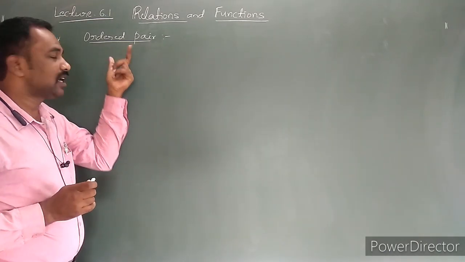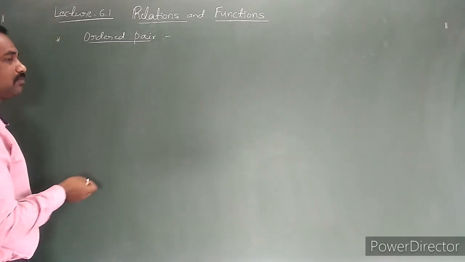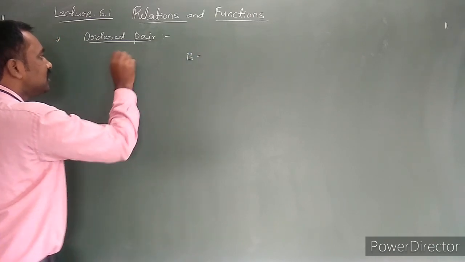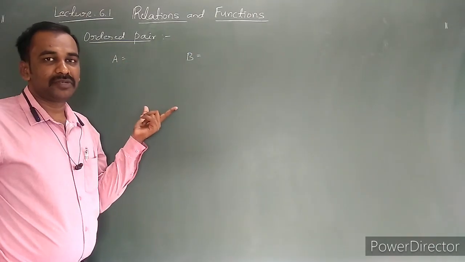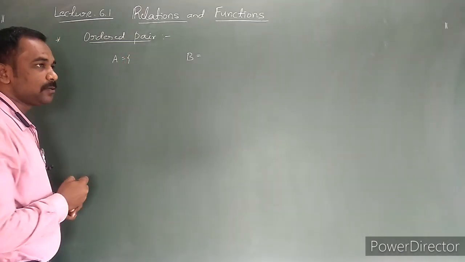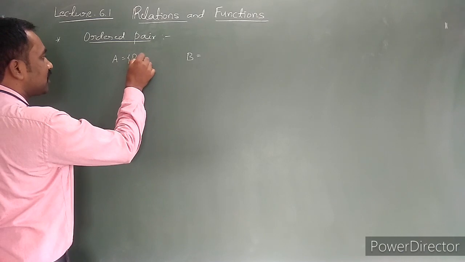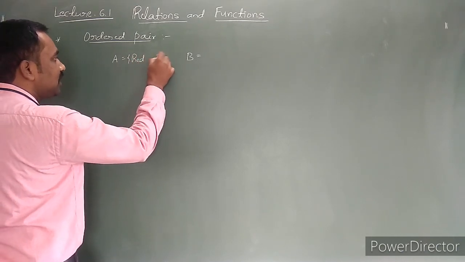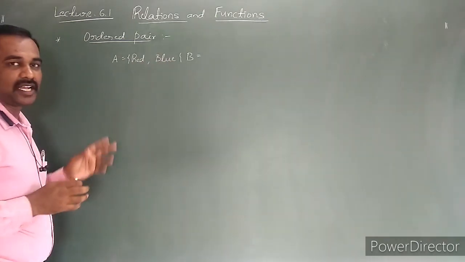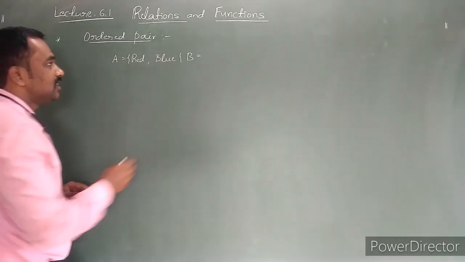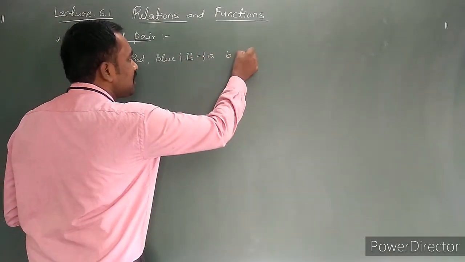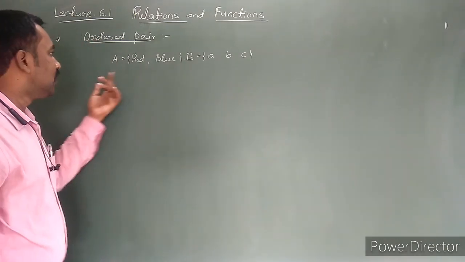To understand the ordered pair, I just take a general example. I just consider two sets, set A and set B. We already know what is meant by a set. A set is a collection of well-defined objects. Suppose in set A, there are two colors, for example, red color and blue color. Set B contains objects, for example, A, B, C. Three objects are there.